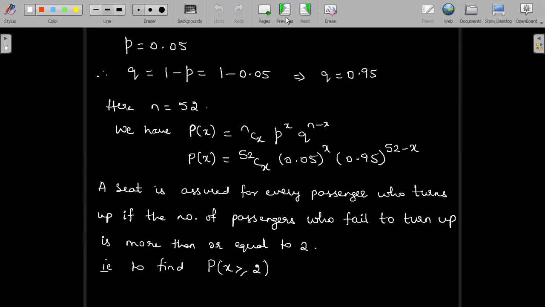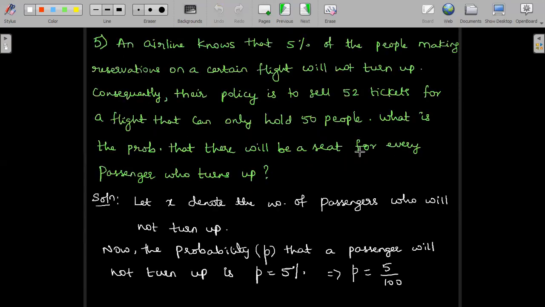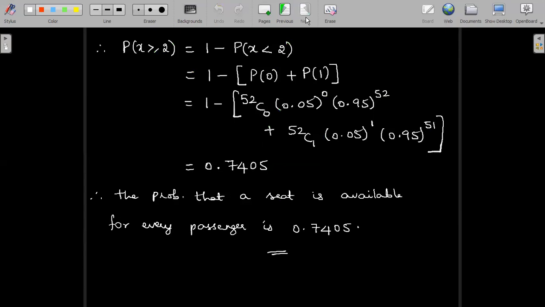So that's how we solve a problem based on an airline, wherein the question was in a different manner. We had to guess the probability of success and failure, and we had to assume the data, and we had to find the probability of X greater than or equal to 2 from the last sentence. Okay, hope you have understood this problem.